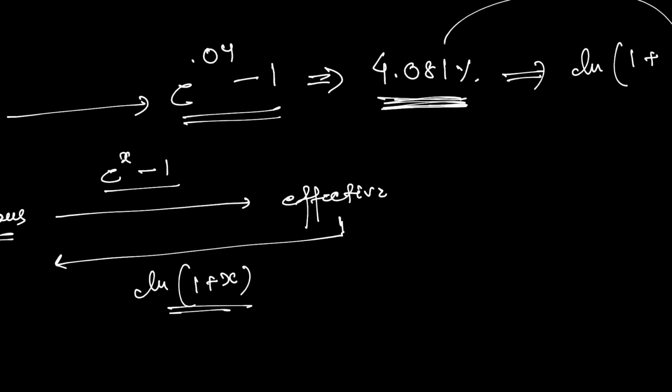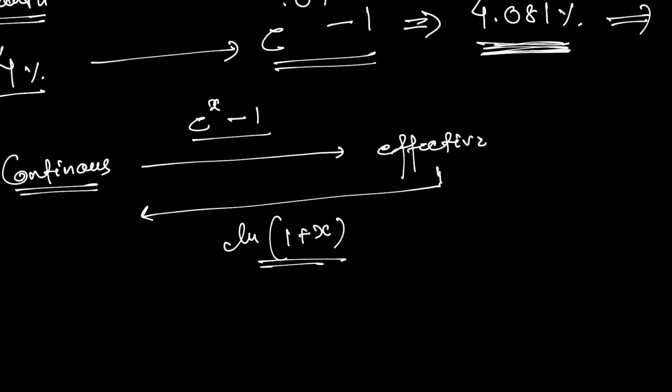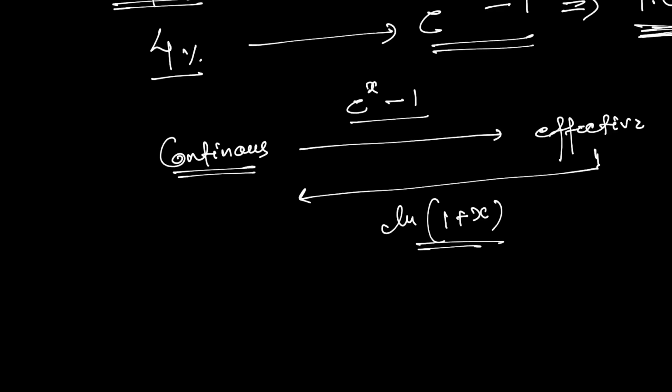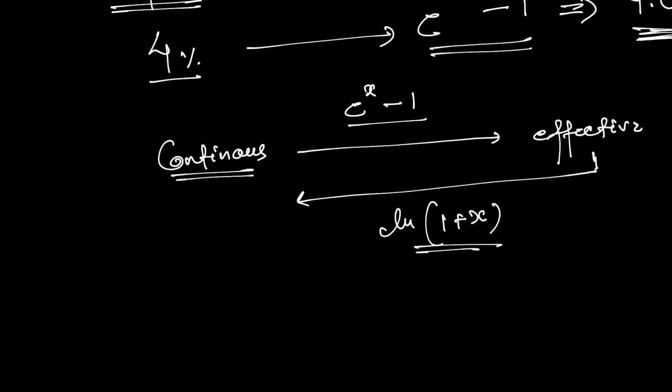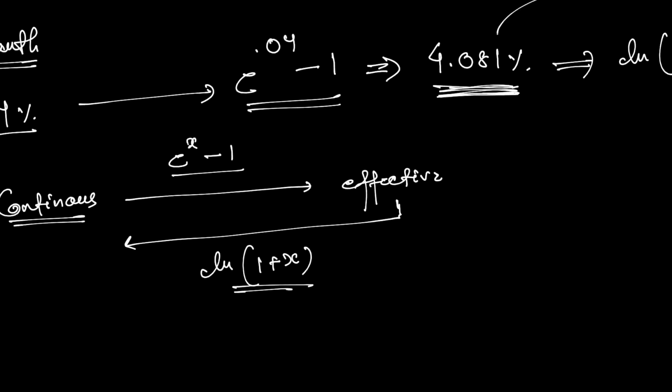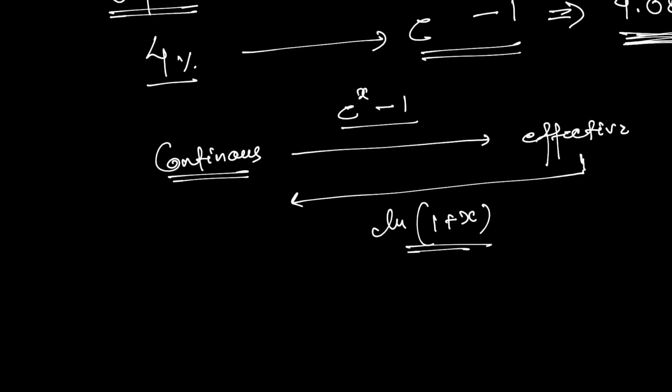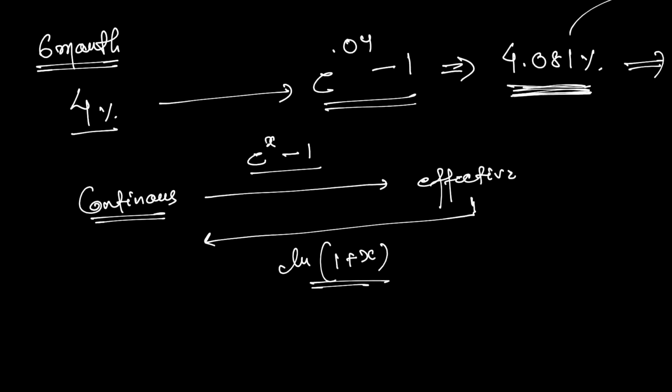Okay. So if you want to move from effective interest rate of one tenure to continuous rate of one tenure, for example, you have effective interest rate of 1 year and you want to find out the continuous rate of 1 year, you do ln. If you have effective interest rate of 6 months and you want to get the continuous rate of 6 months, you do ln of 1 plus x. But if you have continuous of 6 months and you want to achieve the effective of 6 months, you do e to the power x, where x is the continuous interest rate, minus 1, you get the effective interest rate.